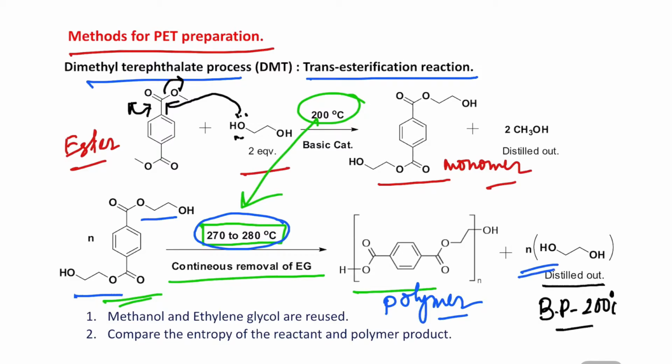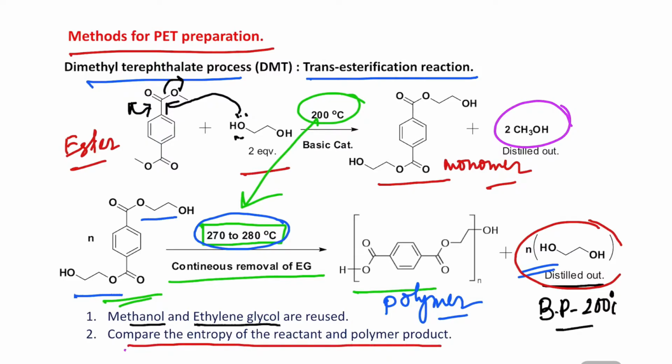Now, one point: this methanol and ethylene glycol are reused. The ethylene glycol that is distilled out here is reused further, because ethylene glycol is also a commercially important molecule. We can't throw it outside, because, for example, ethylene glycol produces oxalic acid, which is toxic, and methanol produces formic acid and formaldehyde, which are also toxic. And compare the entropy of the reactant and the polymer product.